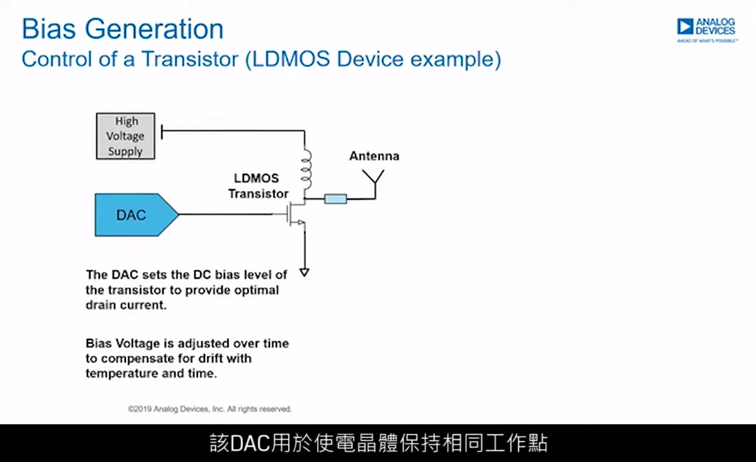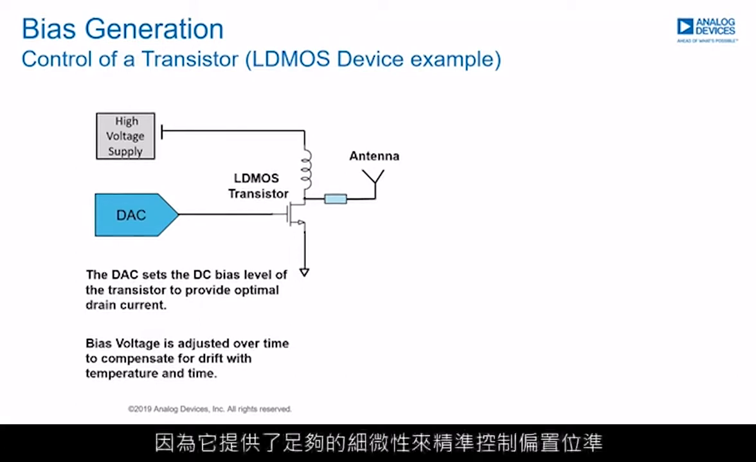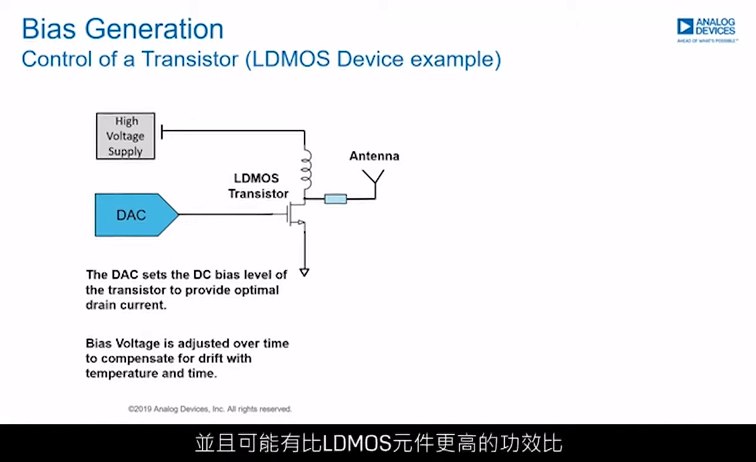This DAC is used to retain the same operating point for the transistor. This highlights the value of the DAC for the bias generation, as it gives sufficient granularity to control the bias level accurately. Depletion mode devices are also used in similar applications. Depletion mode devices are biased negatively rather than positively and are potentially more power efficient than LDMOS devices. Given the need for a negative bias, a DAC which can output negative voltages, like one of our bipolar products, is required.